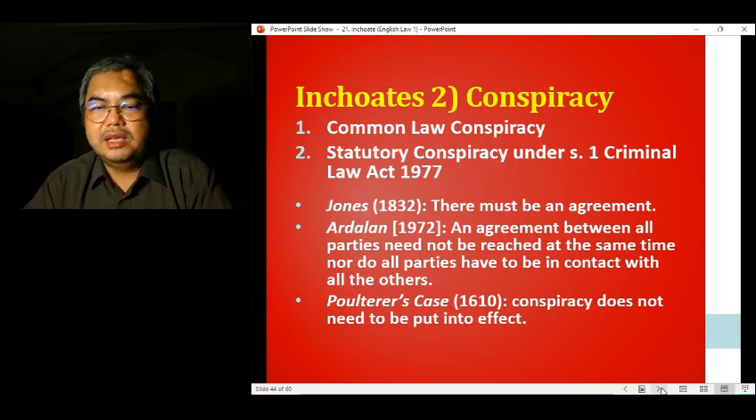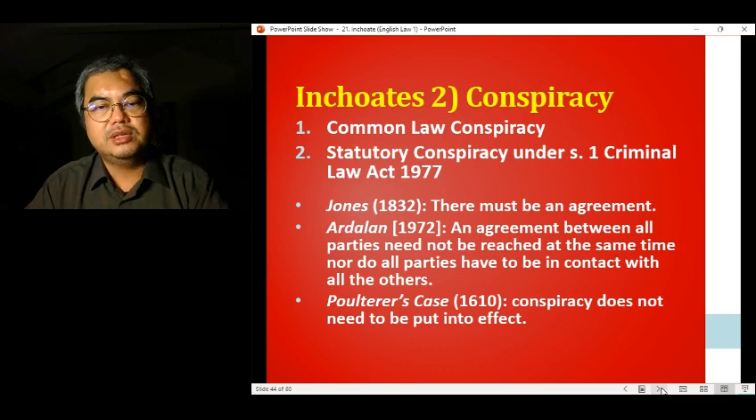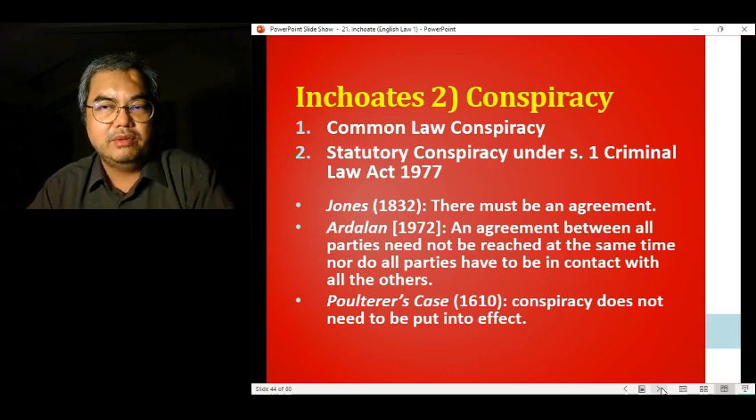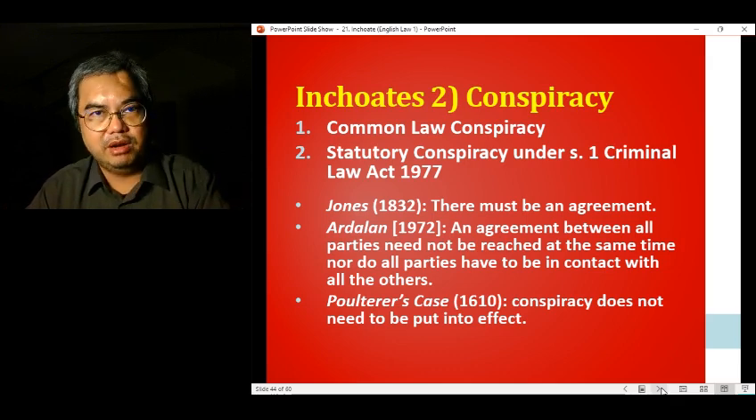And in Poltorer's case, this was the case that confirms the inchoate nature of this offense. The conspiracy does not need to be put into effect. So keep this in mind when we are dealing with exam questions, especially problem questions. If the conspiracy is put into effect, then normally we will talk about whether the parties are liable for that offense or not. So for example, if it is a conspiracy to commit robbery, and if the robbery was actually executed, then we will discuss whether the parties are liable for the offense of robbery or not.